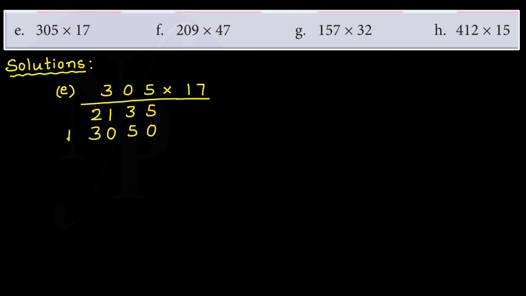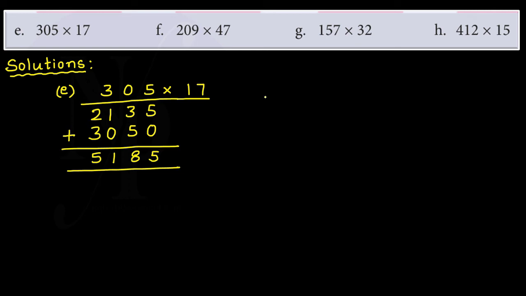Let's add now. 5 plus 0 is 5. 3 plus 5 is 8. 1 plus 0 is 1. 2 plus 3 is 5. 5185 is the product of 305 and 17.